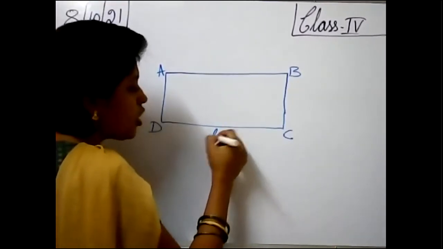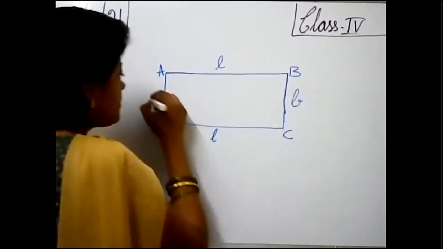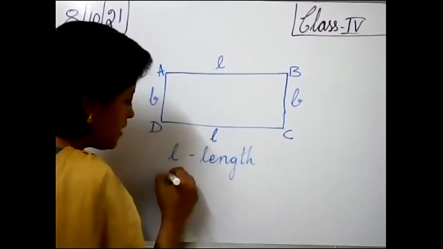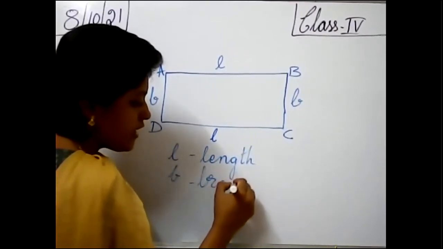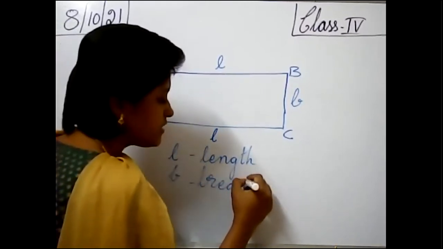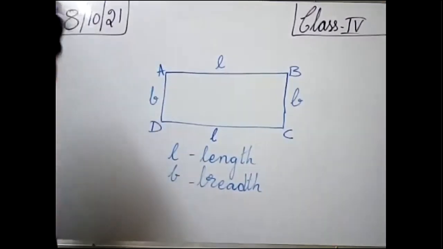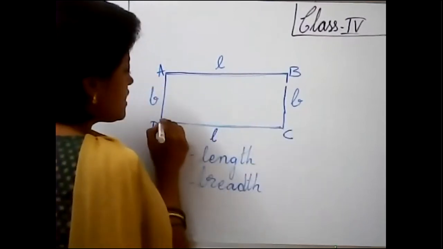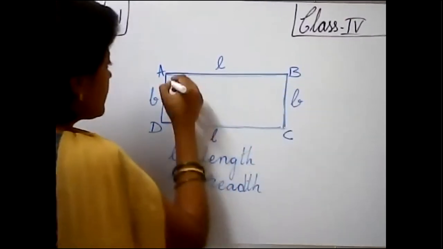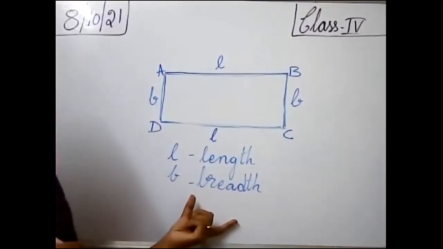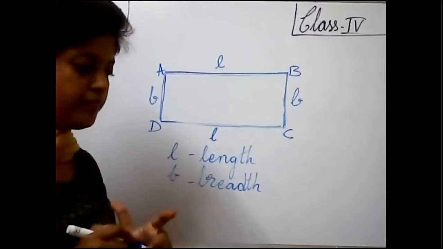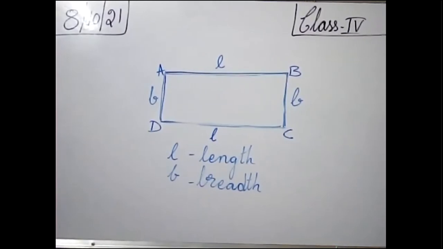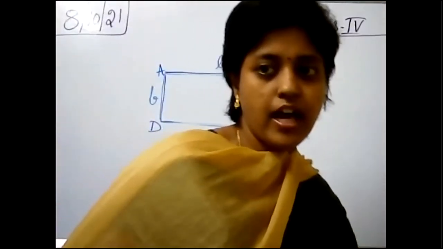So, children, this is called length and this is called breadth. The short form we will say L for length and B for breadth. Is it clear? This is AB and CD, DC are length. BC and AD are breadth. Is it clear now? Yes, ma'am. Can DC become CD also, ma'am? Yes, I'll explain. Wait. Up to here, is it clear?